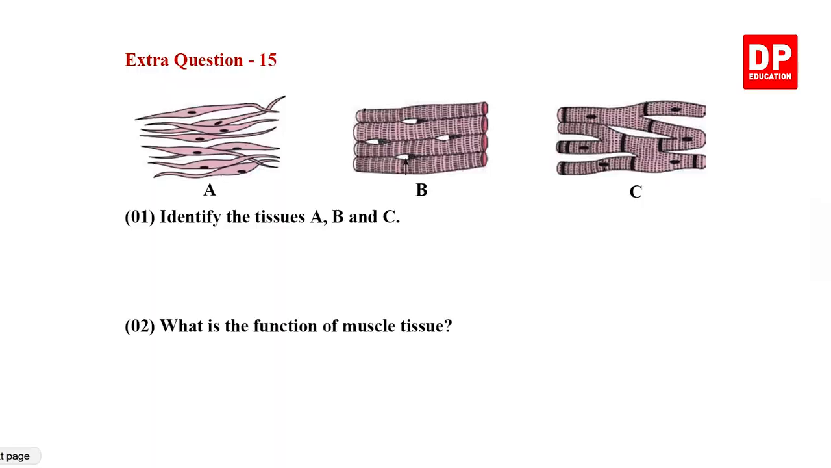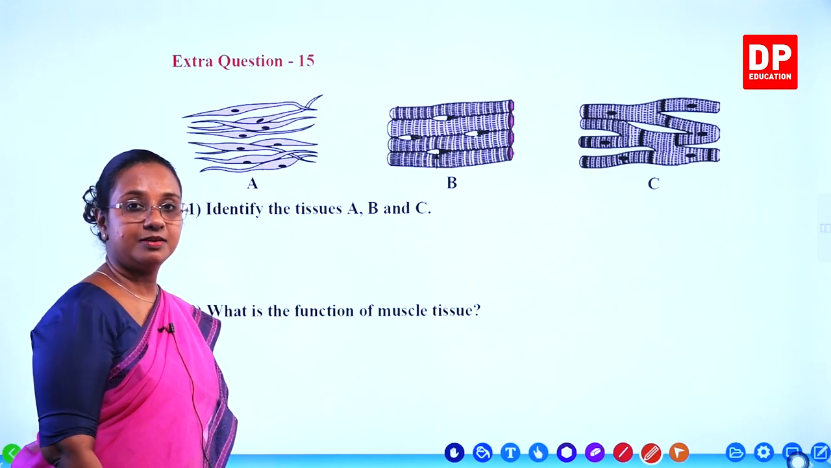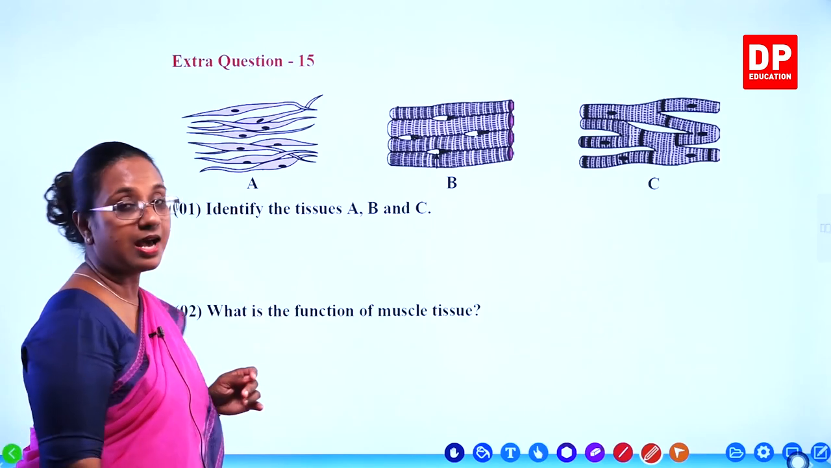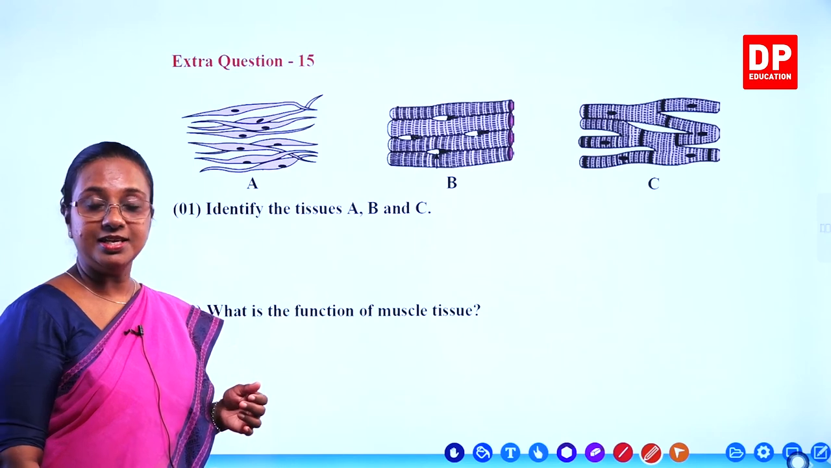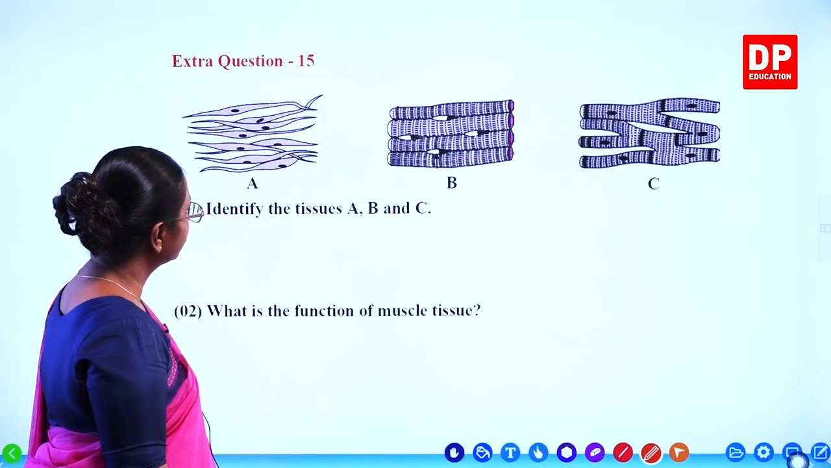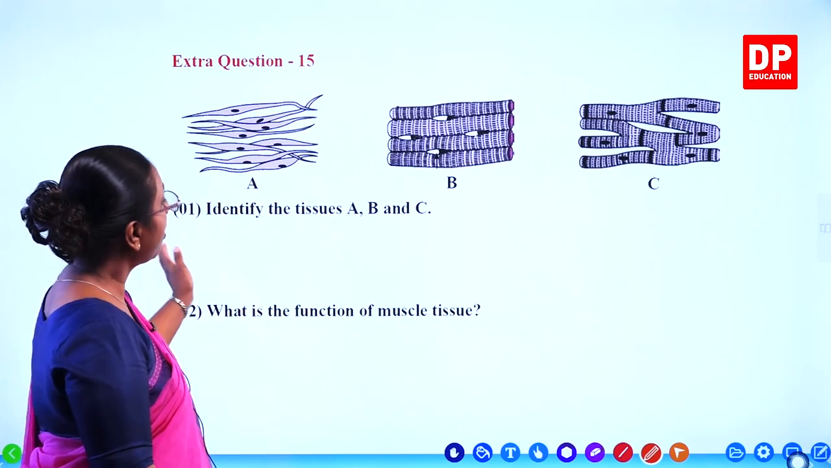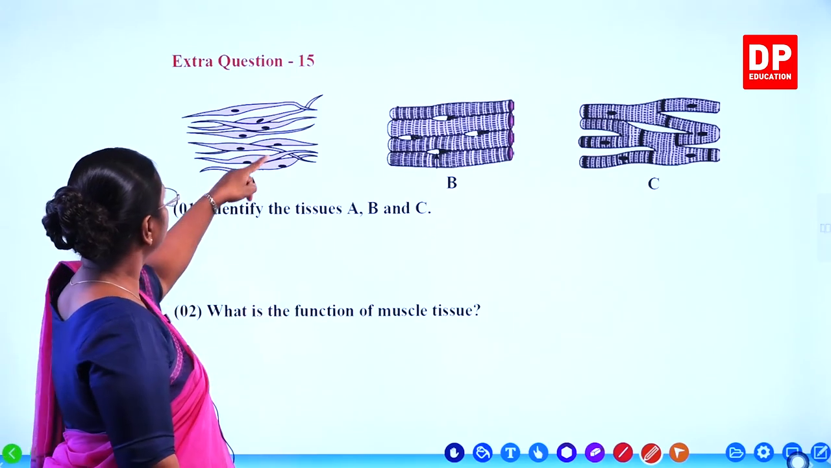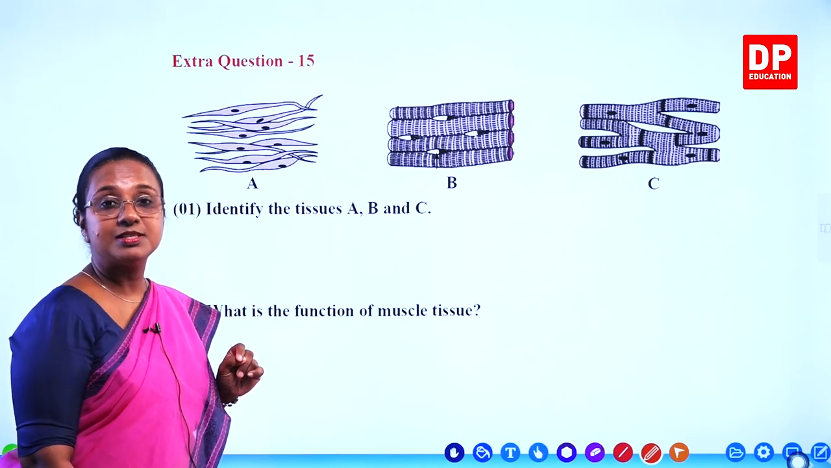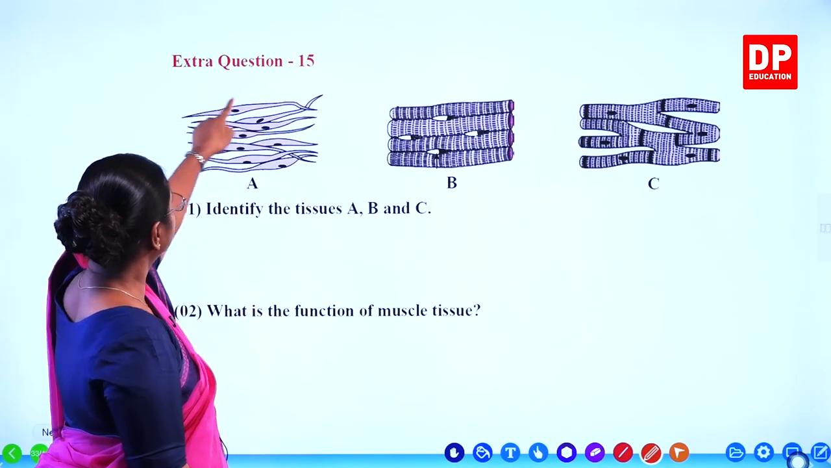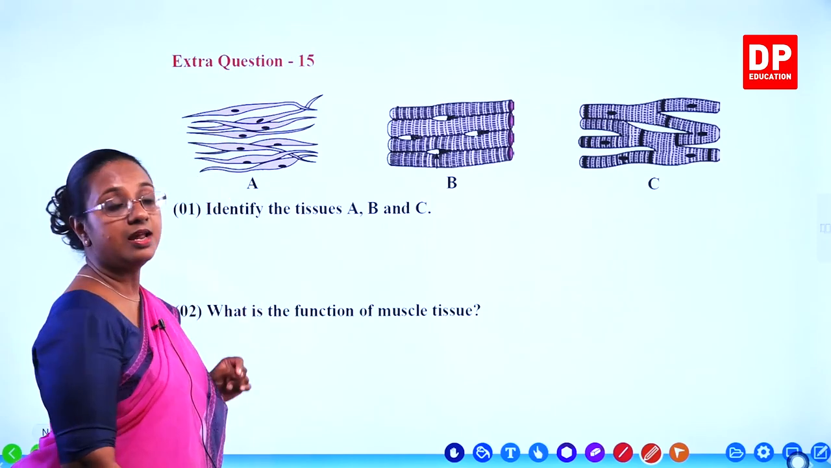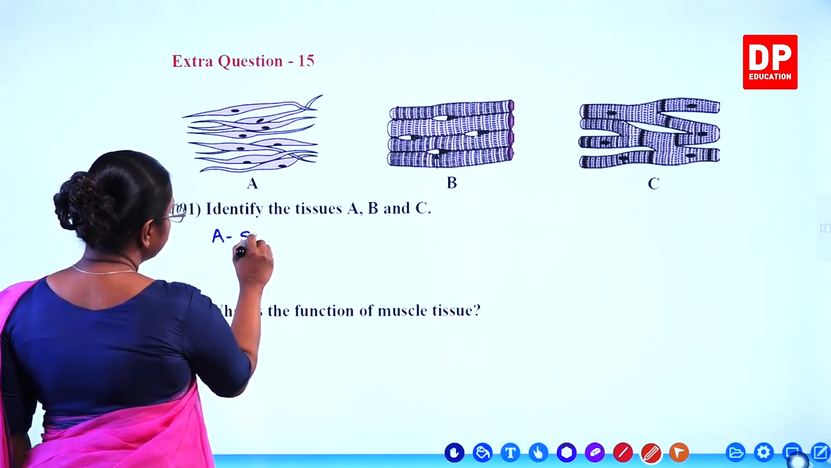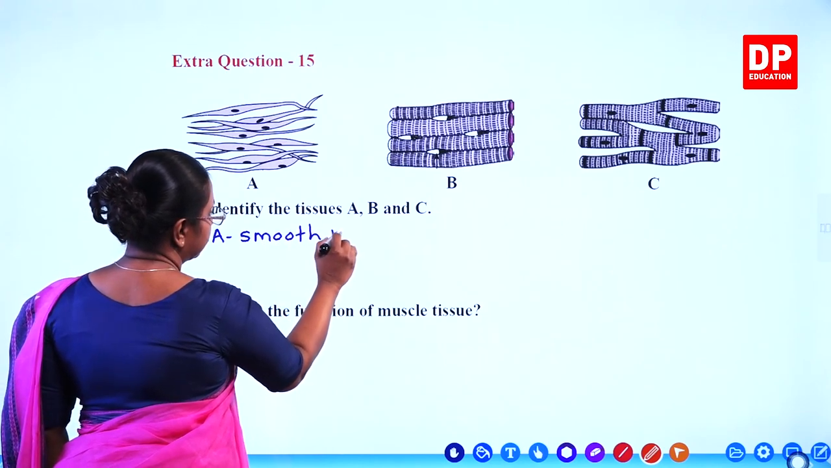Extra question 15. So here they have given diagrams. Once you look at the diagrams, you can identify them as the three different types of muscle tissues present in animals. Identify the tissues A, B, and C. Since all are muscle tissues, you have to identify them specifically. Here you can identify this as the smooth muscle tissue. How? Due to the spindle-shaped cells with one nucleus in the center. So A is going to be smooth muscle.